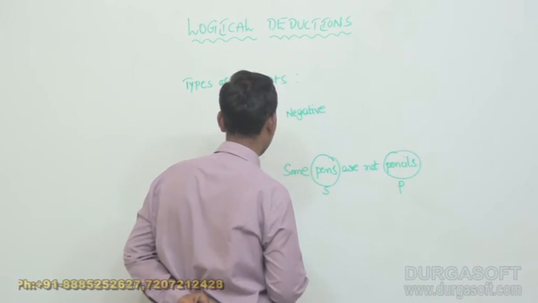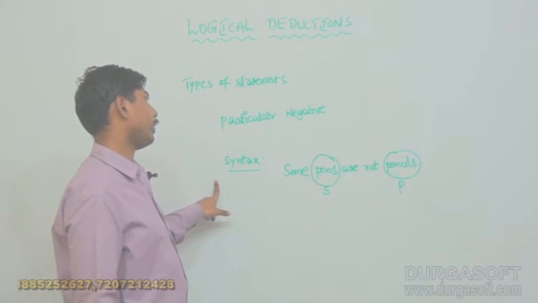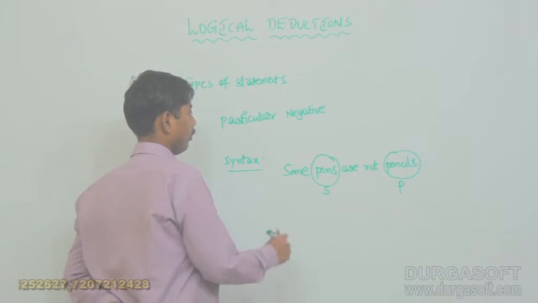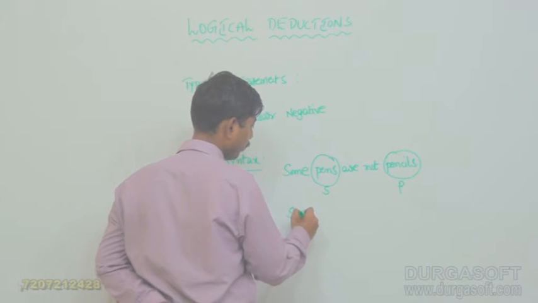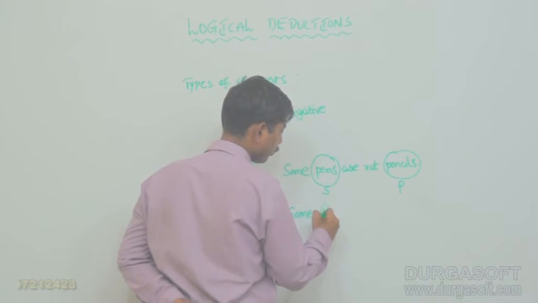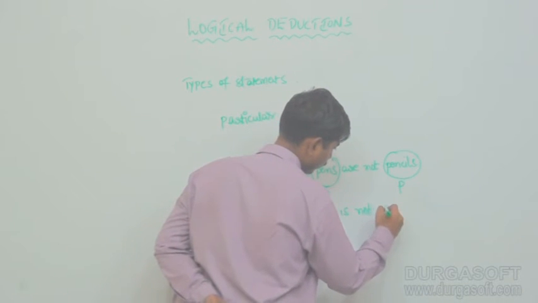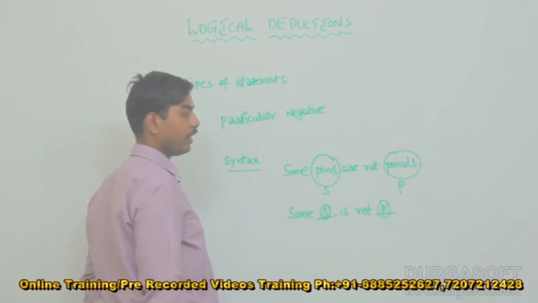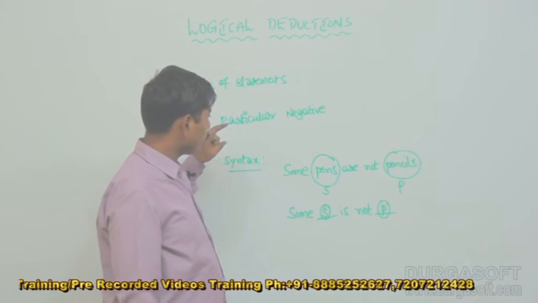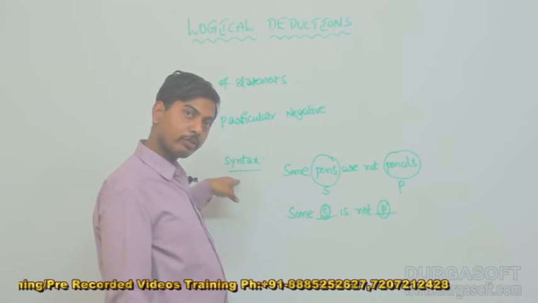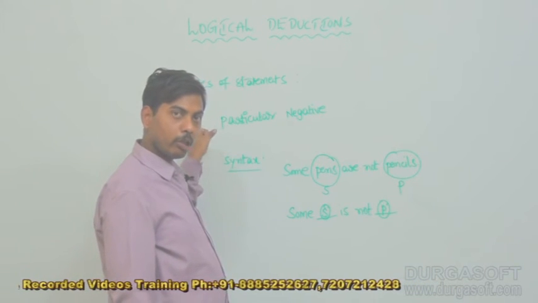So the syntax of a particular negative statement, this one is the example for that particular negative statement. Syntax should be: Some S is not P. Some S is not P is the syntax of a particular negative statement. This one is the example for that particular negative statement.